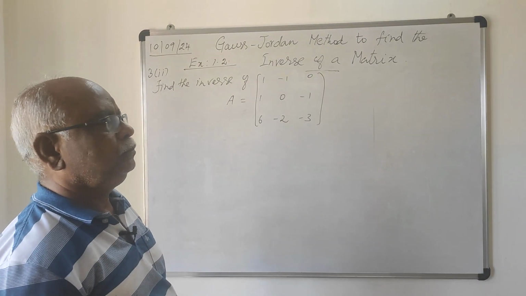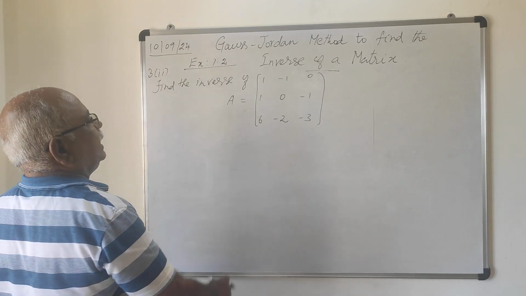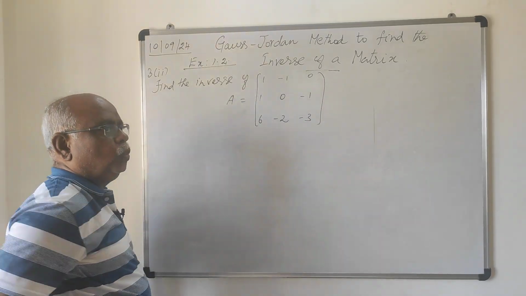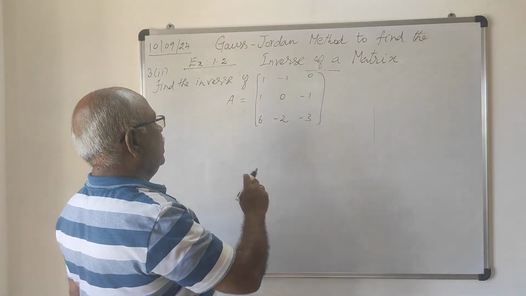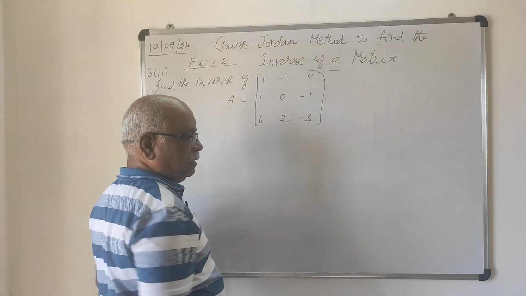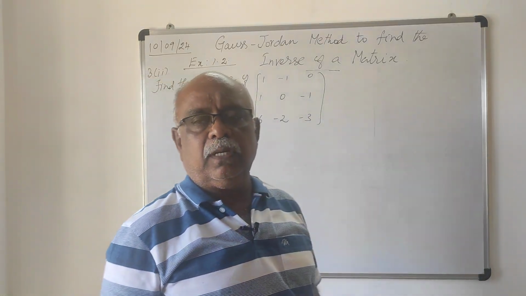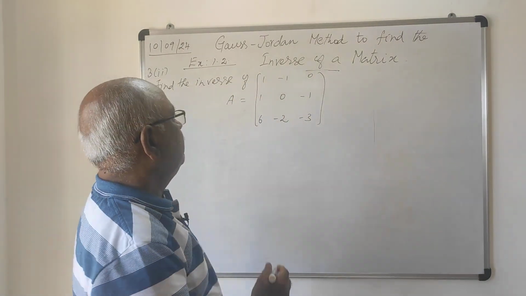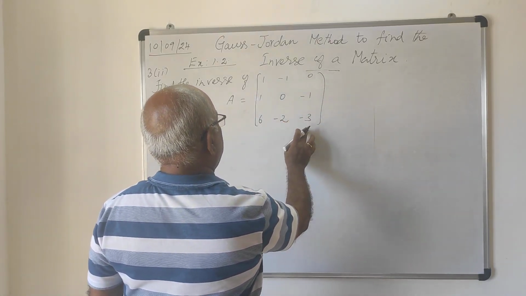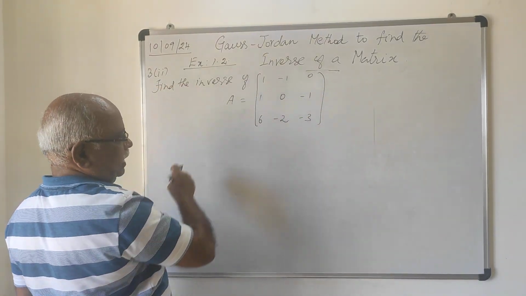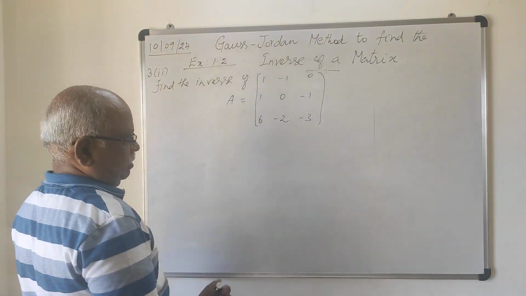Okay? Now, next problem in the exercise 1.2. Now I am going to find out the inverse of a 3 by 3 matrix. In the previous problem, we have seen the inverse of a 2 by 2 matrix, but here a 3 by 3 matrix is given. We have to find out the inverse of this matrix by using Gauss-Jordan method.